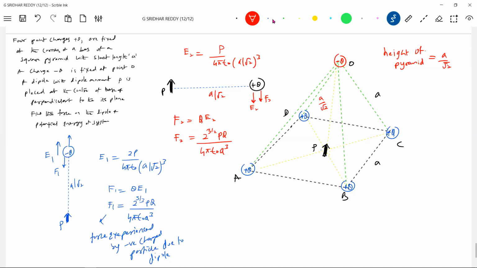Just check, I think I'm right. Mathematics, you check once. Okay, this much is what? F2 we got it. So like this, 4 point charges are there. What is the net force exerted by the dipole on all these 5 point charges? I think F1 plus 4 F2.